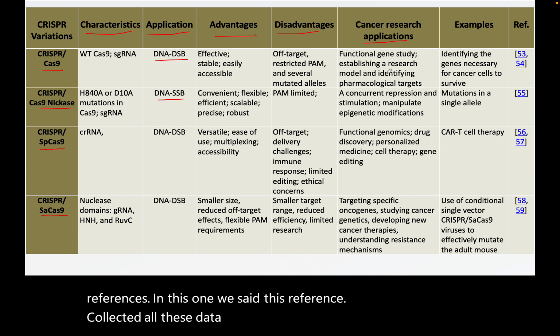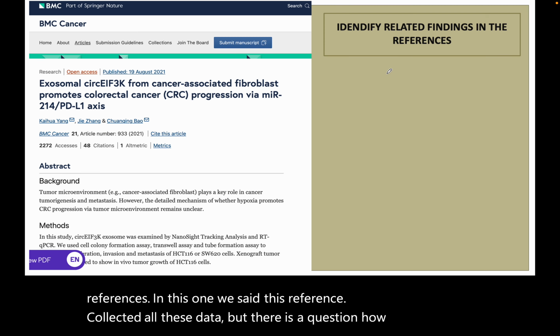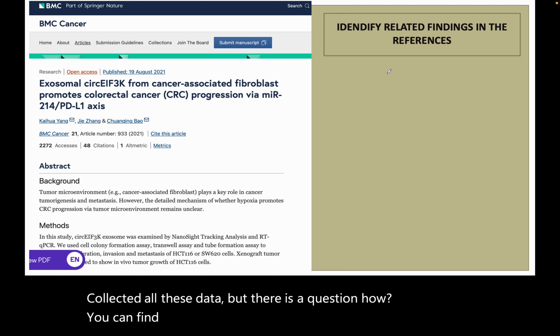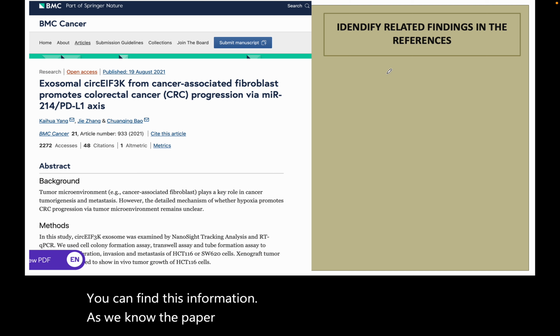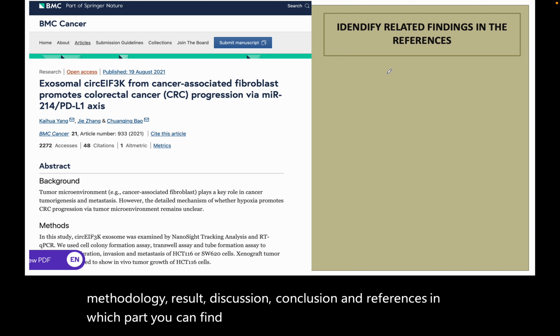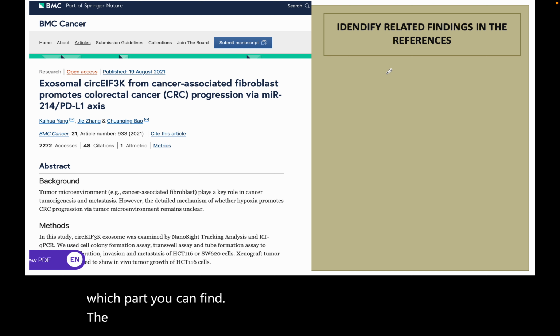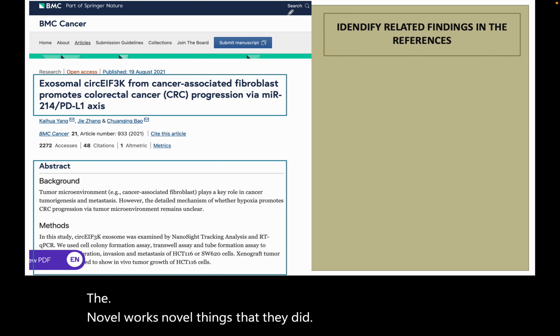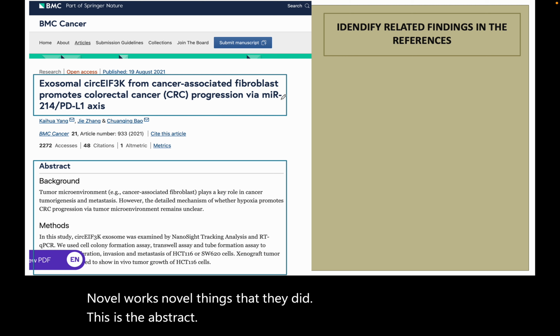But there is a question: how can you find this information? As we know, the paper contains a title, abstract, introduction, methodology, result, discussion, conclusion, and references. In which part can you find the novel work, the novel things that they did? This is the topic, and this is the abstract section.